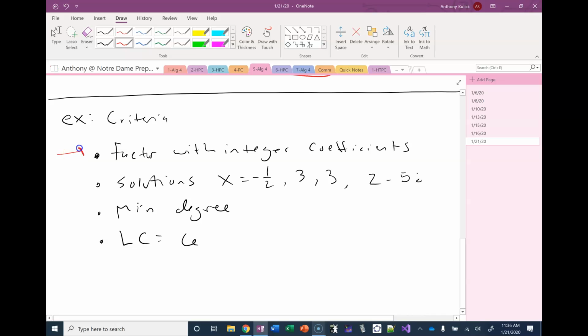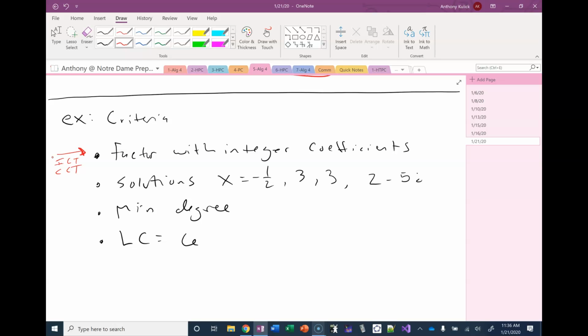So first thing we got to do is make sure that our list of solutions meets the irrational conjugates theorem and the complex conjugates theorem. So if I look at my list of solutions, are there any irrational numbers on this list? No, right? There's no square roots anywhere on there. Okay, so we don't have to do anything for that part.